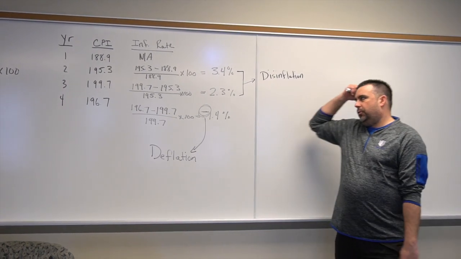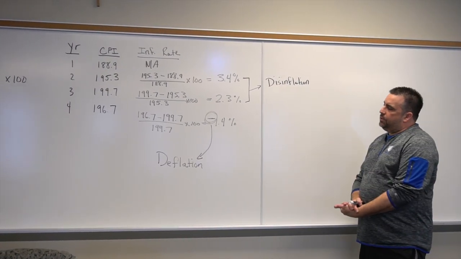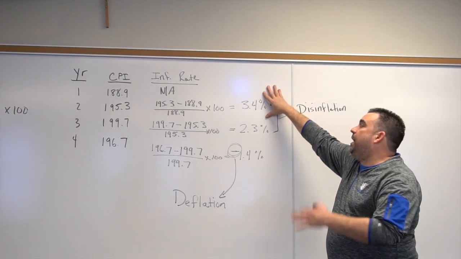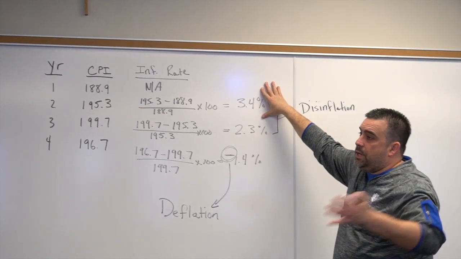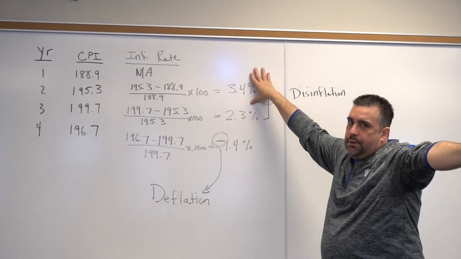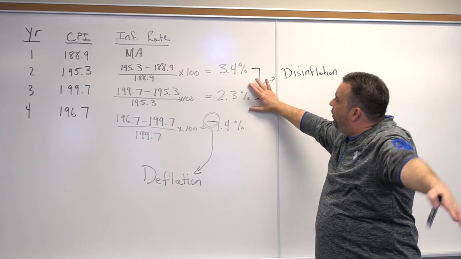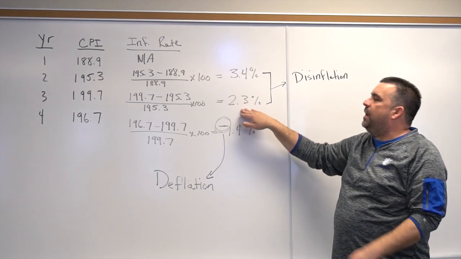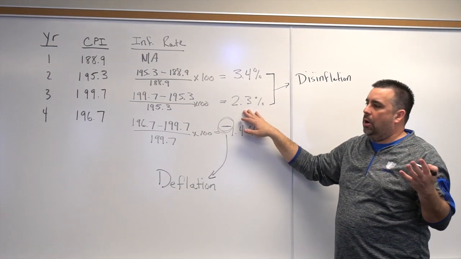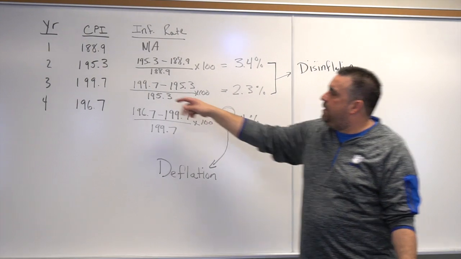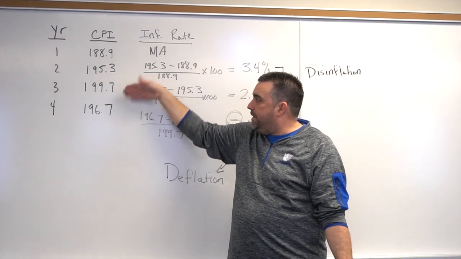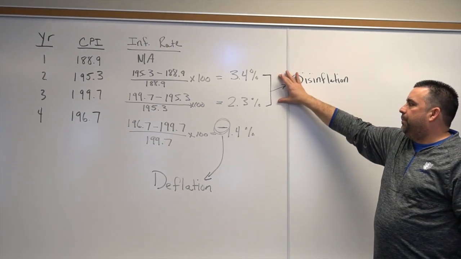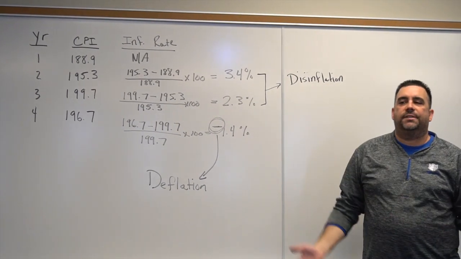And the reason I show the whole chart here is because I think you can really see the disinflation really well here. So in year 2, what did we say happened? We said, well, we had inflation. Prices are 3.4% higher than they were last year. In year 3, we had inflation. Prices are 2.3% higher than they were last year. And you can see that in our CPI because our CPI went up. Prices are still going up during disinflation. They're just not going up at the same rate.